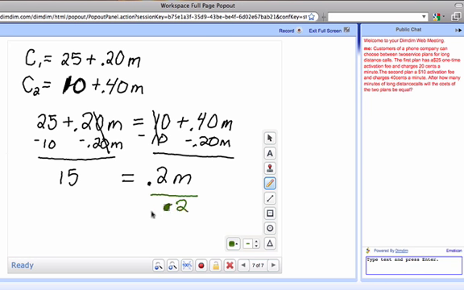Okay, and then you go ahead and cancel those out. And then you're left with M equals, and 15 divided by 0.2 is 75. So if you talk on the phone for 75 minutes, the costs of both plans will be equal at that point.